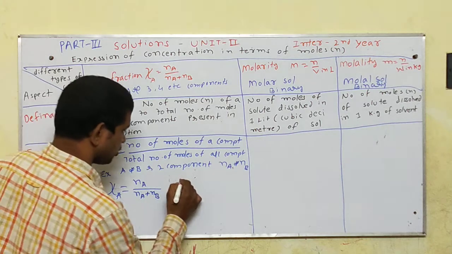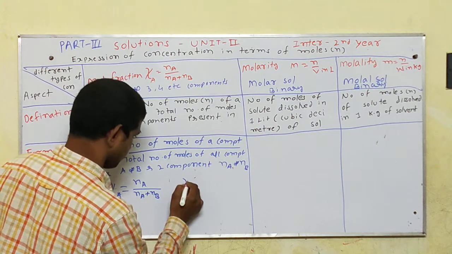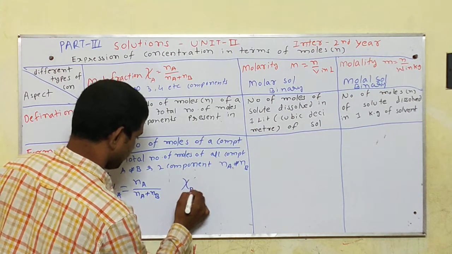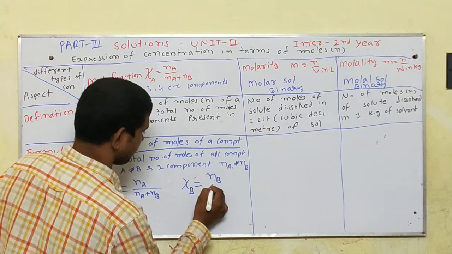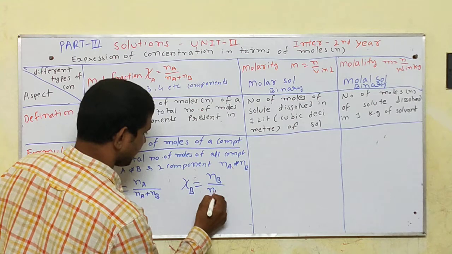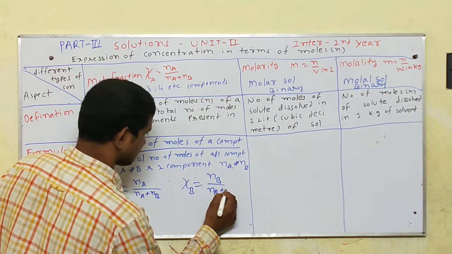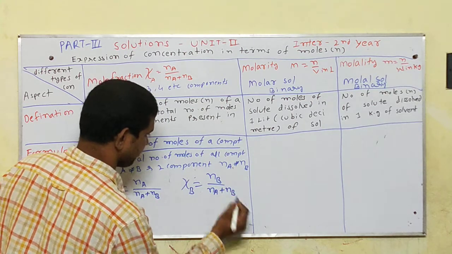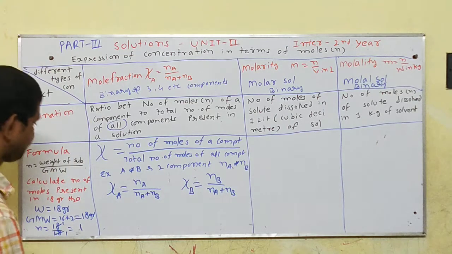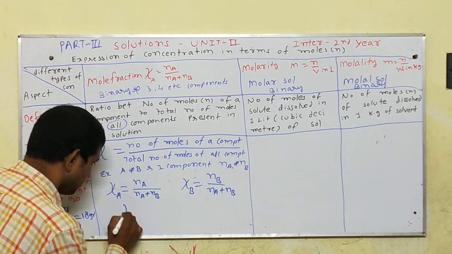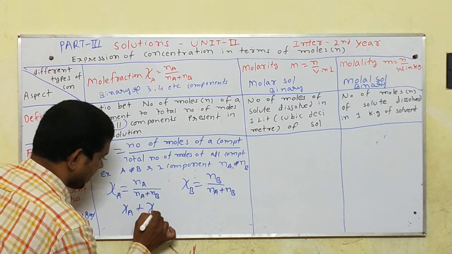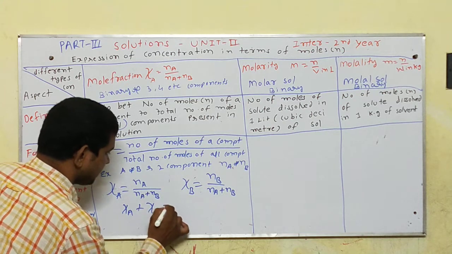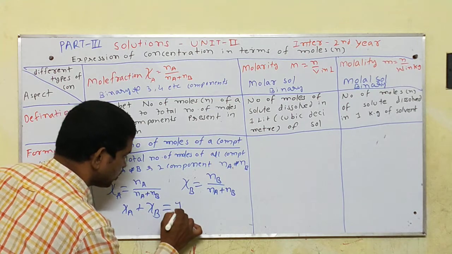Similarly, to calculate the mole fraction of component B, the formula will be Nb by Na plus Nb, and the sum of Xa plus Xb equals 1.